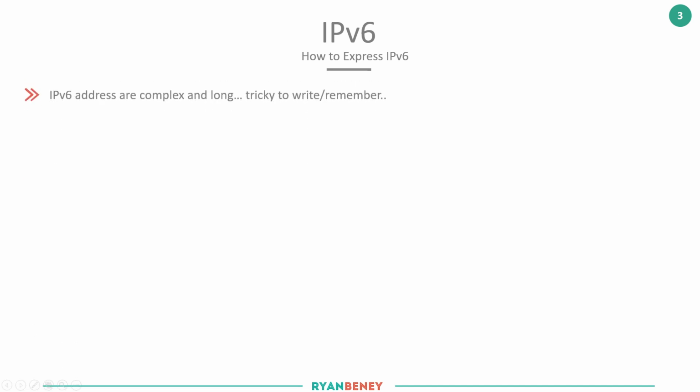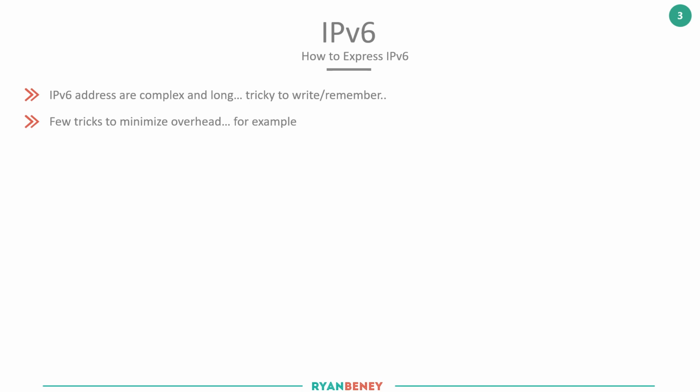Now IPv6 addresses are complex and long and tricky to write and remember. So we've just seen that. We looked at one example and it was a lot longer because it's 128 bits and it has hexadecimals, so it has more potential values. So again, we have to remember a lot.